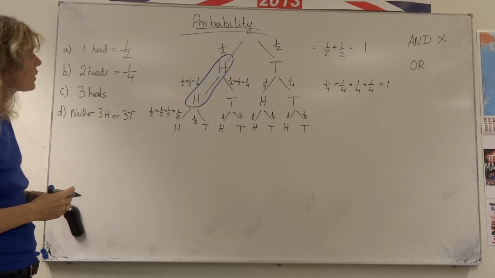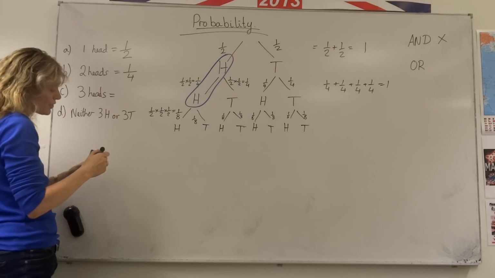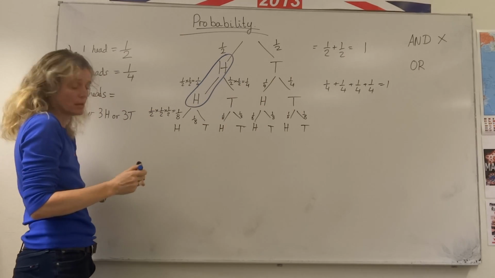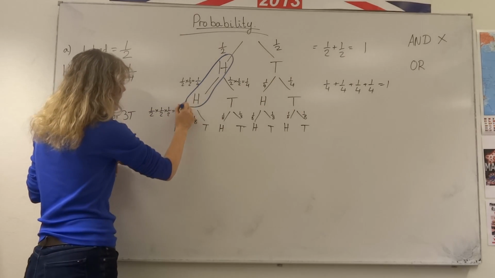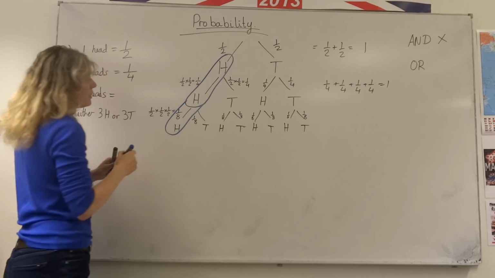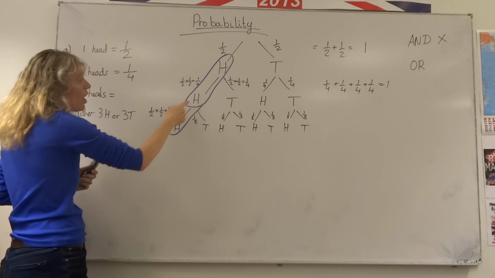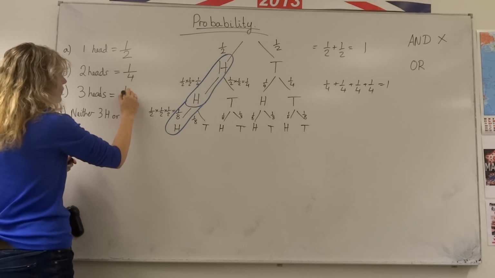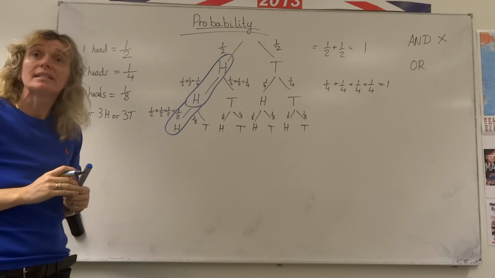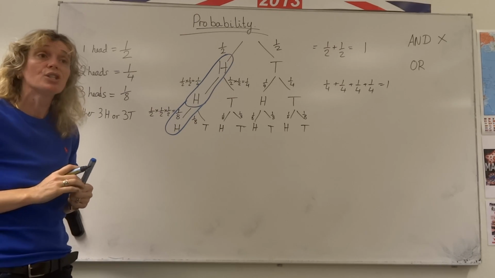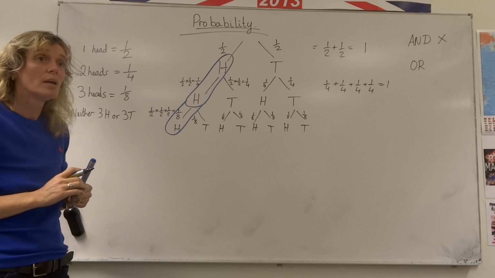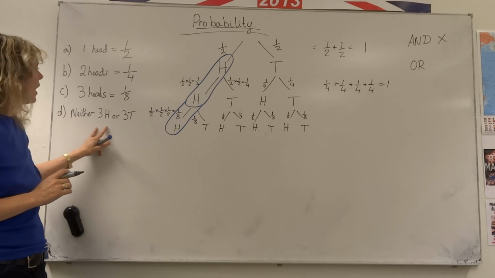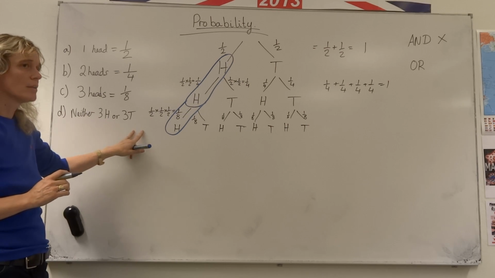What's the chance of me getting 3 heads in a row then? Well, there's only one chance of getting 3 heads because all the other ones have a tail in somewhere. So the chance of me getting 3 heads is a half times a half times a half. It's 1/8. So when I make these trees, it's actually very easy to work out what's the chance of me getting 3 heads in a row. It's 1/8.